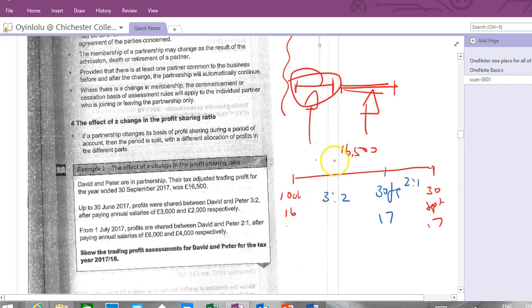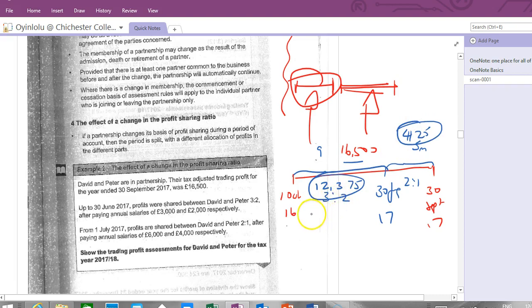Okay, well, what I'm going to have to do is split up this 16,500 between this period here and then this period, right? So July, August, September. So that's a 3-month period here, and that's a 9-month period here. So if I find 9 months of 16,500, here I'm going to be splitting profits of 12,375, and here I'm going to be splitting the difference of 4,125, right? And that's the situation.